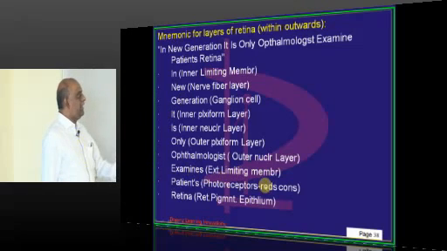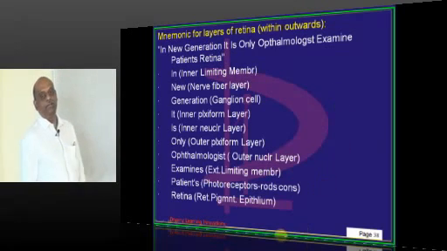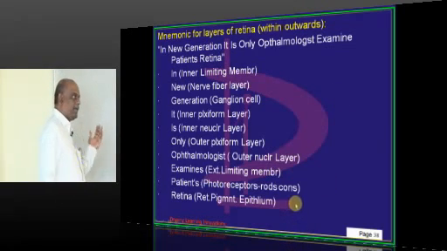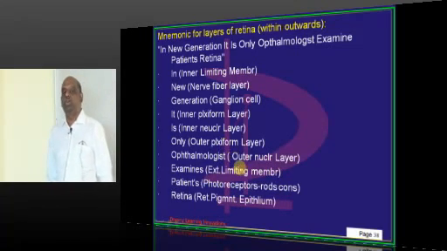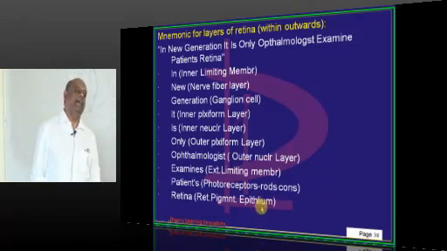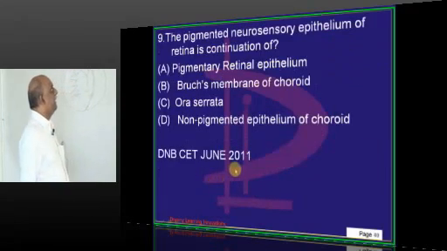You have the external limiting layer, outer nuclear layer, outer plexiform, then inner nuclear, inner plexiform, then ganglion layer, nerve fiber layer, and inner limiting membrane, if you go from the back towards the front. Out of this, which is the sensory layer? Rods and cones is the sensory layer, is what you have to basically remember.